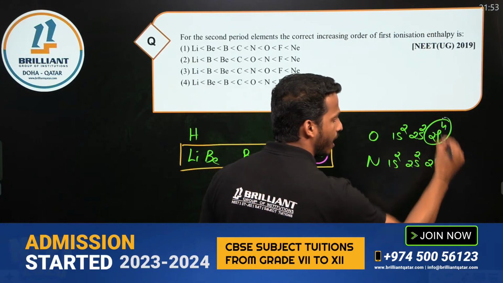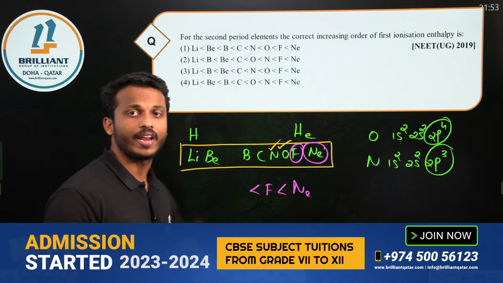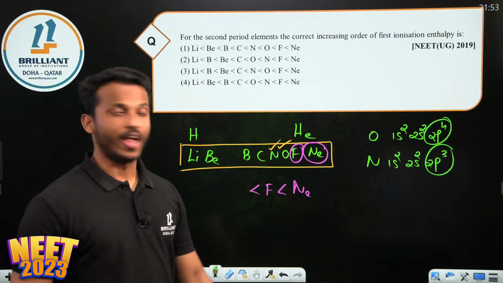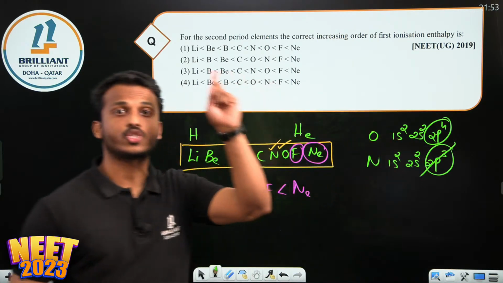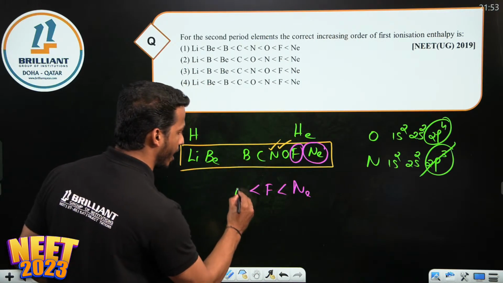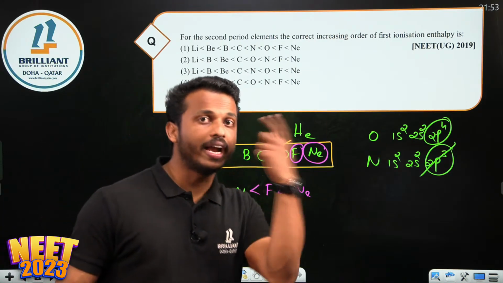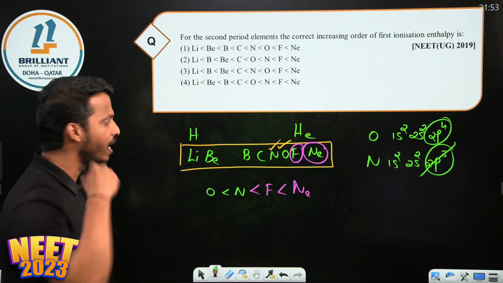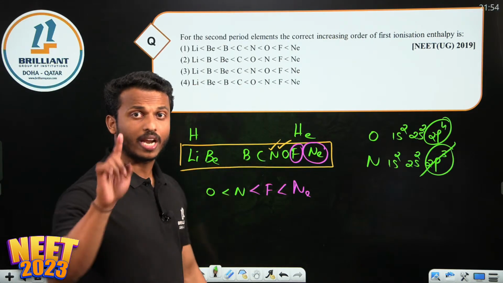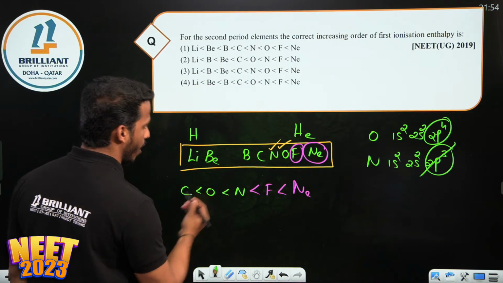Where is high stability, dear all? Yes, nitrogen is half filled. Nitrogen is half filled, its stability is too high, it's harder to remove an electron. So nitrogen is greater than oxygen, careful. Nitrogen has first ionization enthalpy greater than oxygen because nitrogen is half filled. Okay, that's over. Then we can go to carbon.